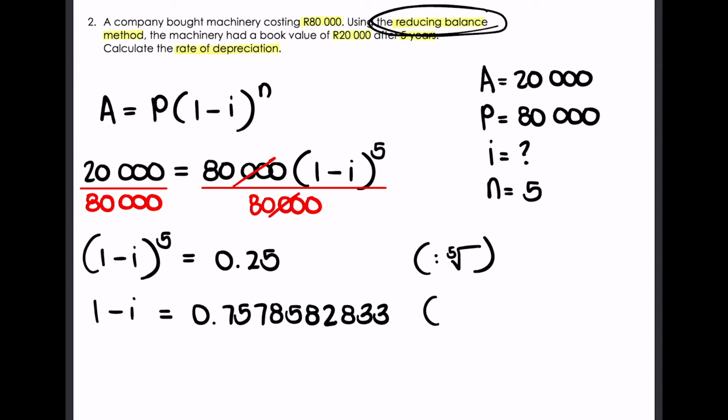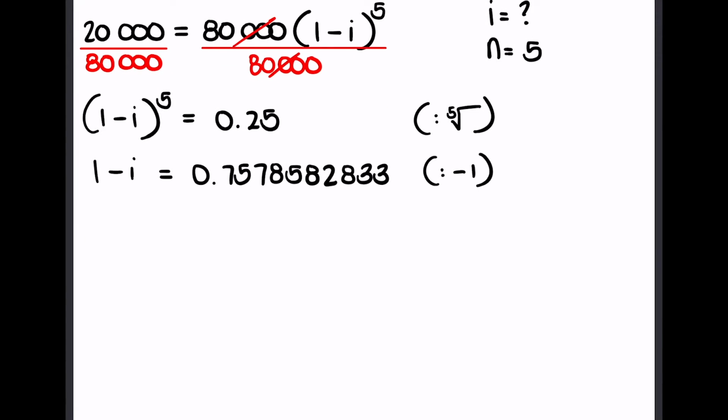Now I'm going to subtract 1 from both sides so that I can isolate my i. So I have negative i equal to, but even though it's going to be negative, I am going to change it to be positive just now. Because it's the i value, I'm going to round to 4 decimal places just to save my sanity. So when I subtract the 1, I'm left with negative 0.2421.